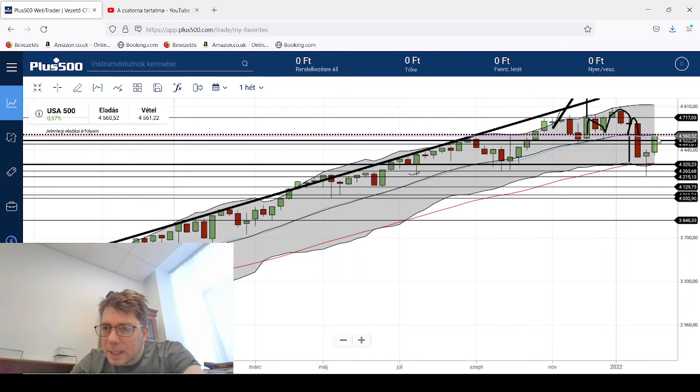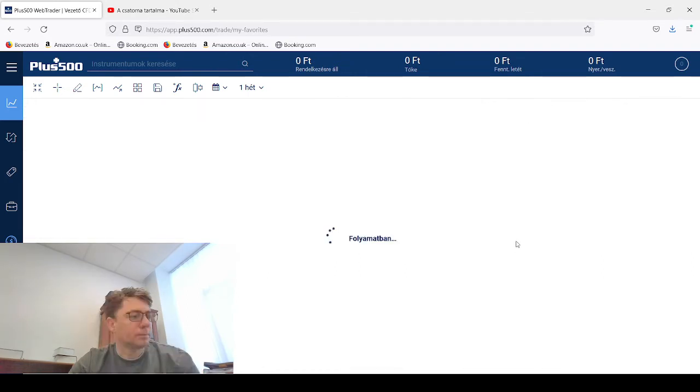So this is the daily chart on the Sp500, and we are on our way up. 4,573 is an area of resistance for me. Probably not that strong resistance. I think we are on our way to 4,600.